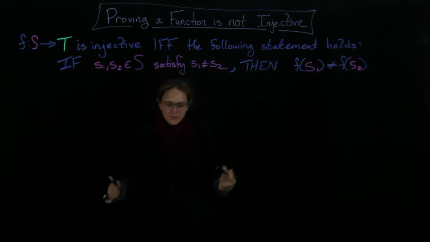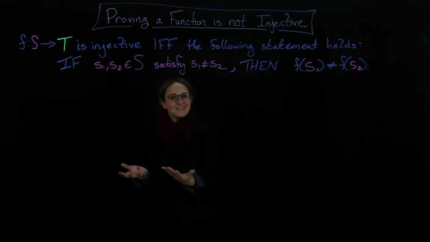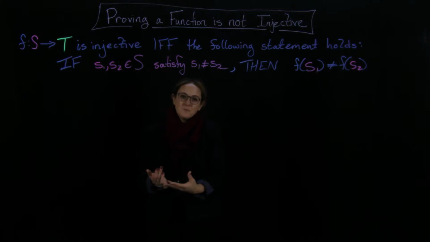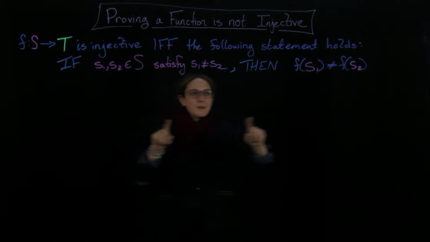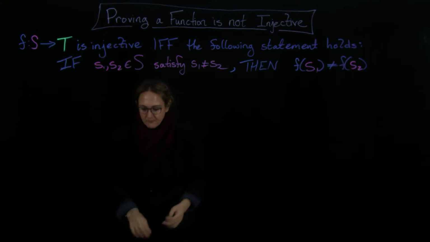Okay. So how do you actually disprove an if-then statement? Because we're trying to show it's not injective. So what you need to do is to find a circumstance where this holds, but this does not hold. Okay. So this is what we're going to do.